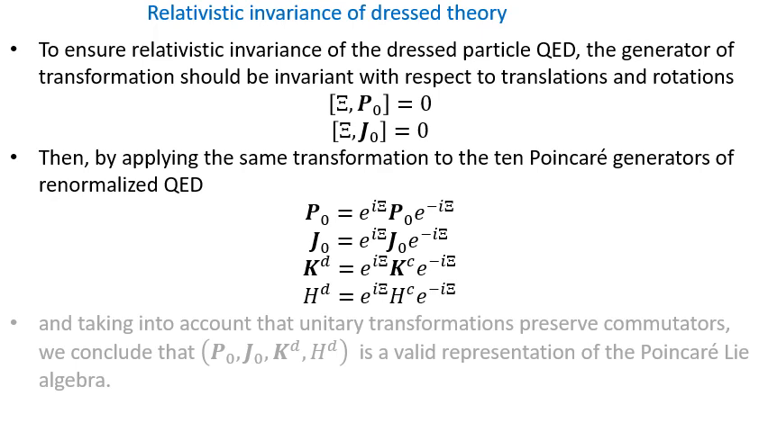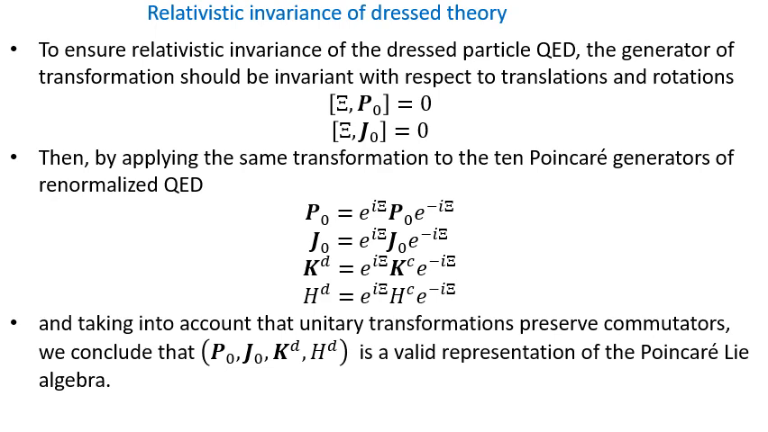Second, we should apply this transformation to all 10 Poincare generators of the renormalized QED. Momentum and angular momentum will remain unchanged due to our choice of Xi. And we already discussed the transformation of the Hamiltonian. A well-known property of unitary transformations is that they preserve commutation relations. So if the renormalized QED was relativistically invariant, then our 10 new generators will have the required Poincare commutators as well.